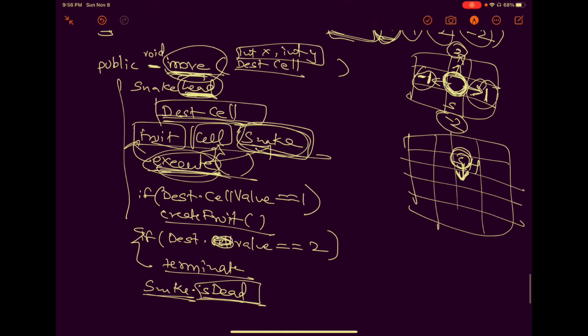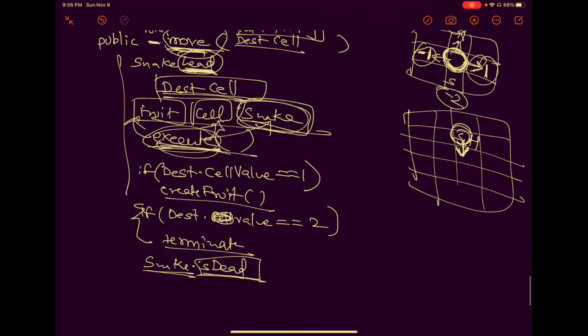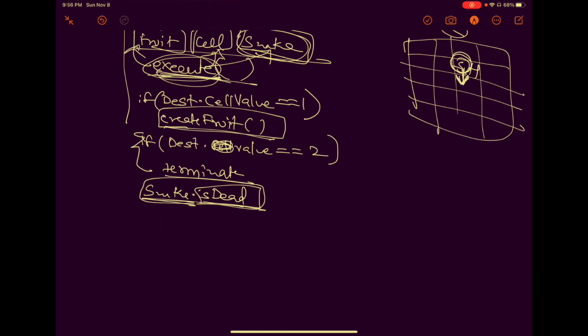Ideally that's what the move method would be: determine what the destination cell is, and make the execute call. Since we haven't defined the fruit class, we have to make a separate call to create the fruit, and we have to just determine if the snake is dead or not.